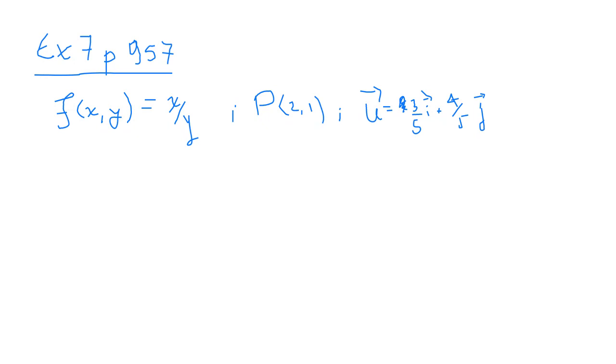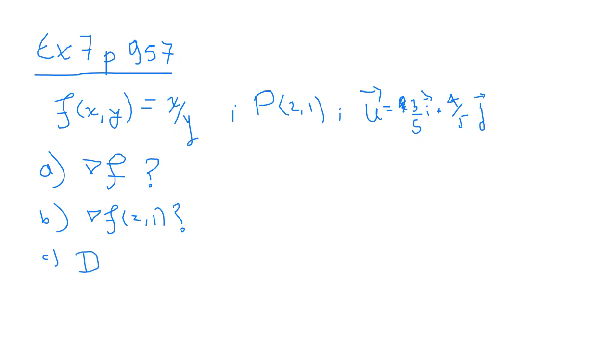Okay, got it? So what we ask for is to find the gradient of f. Second question, we'd like to find the gradient of f at that point, at (2, 1). And finally, find, of course, the rate of change in the direction of the vector. We'd like to find the directional derivative at that point. Okay? Go ahead, guys.